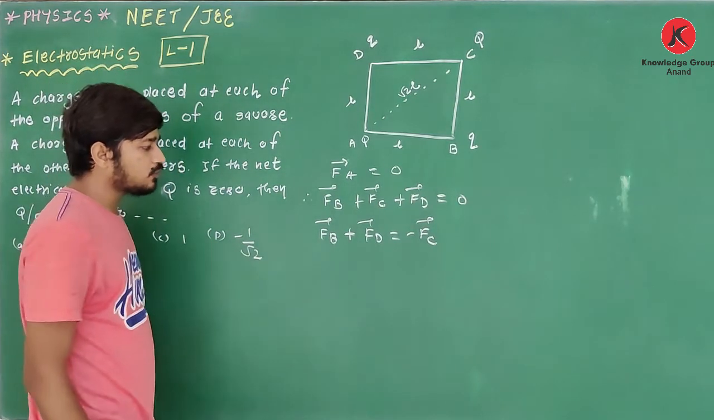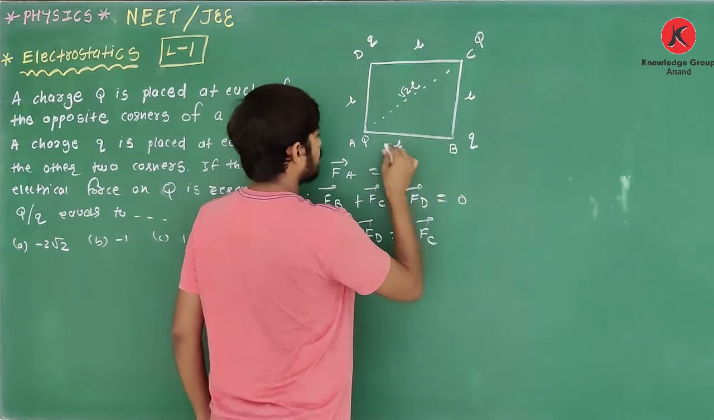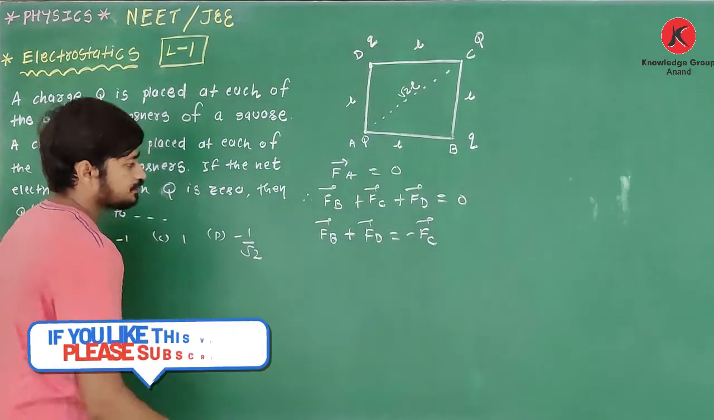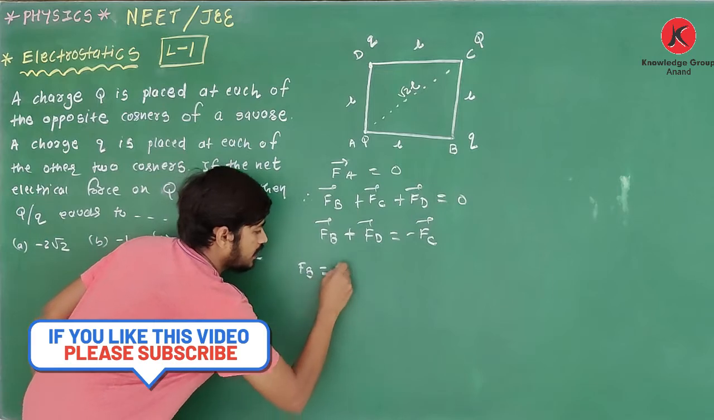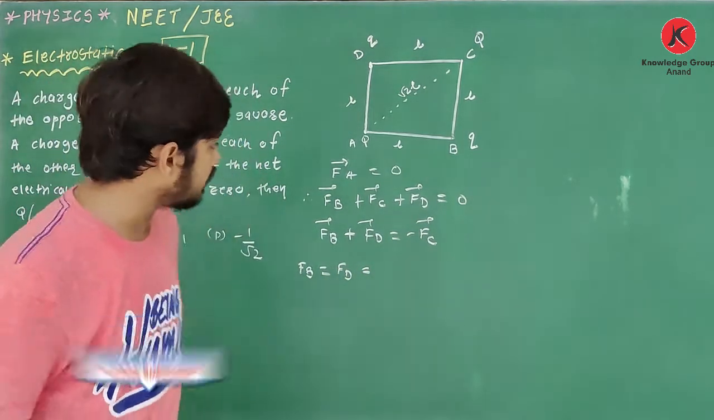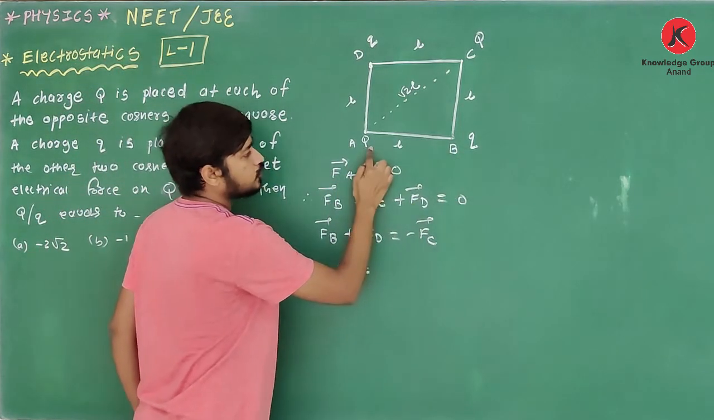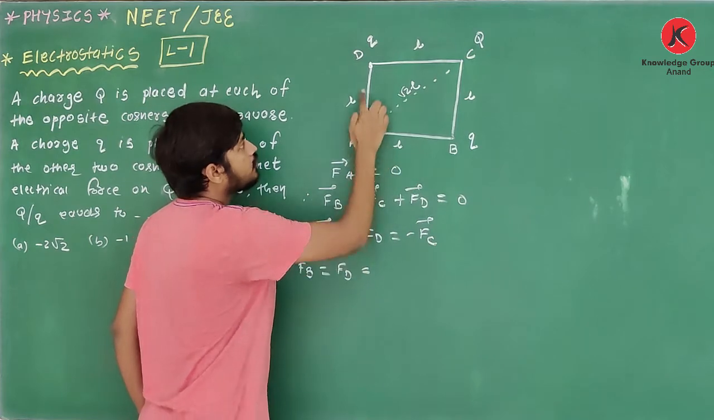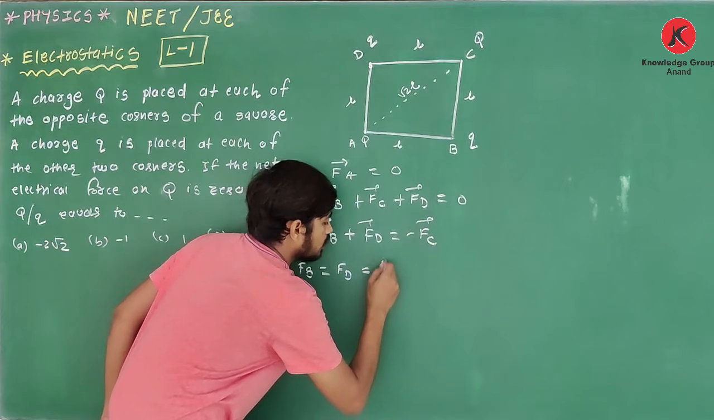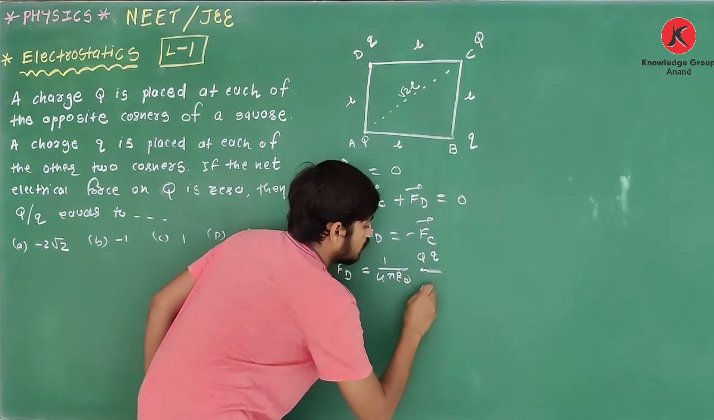Okay, so yes, first of all we will find what is the resultant or magnitude of FB and FD. See, FB means force acting on A due to B, and FD is force acting on A due to D. So see here, FB is equal to FD. Their magnitudes are equal. Why are their magnitudes equal? Because on A, force acting due to B, Q and q charges, distance L, and force due to D, Q and q charges, distance L. So what is the equation? This equation is 1 upon 4 pi epsilon 0 Q q upon L square.